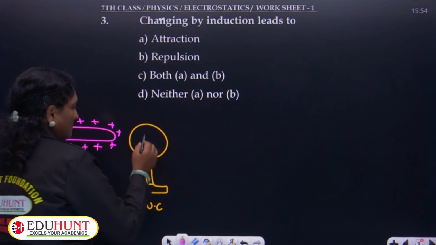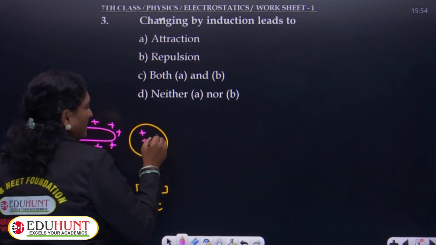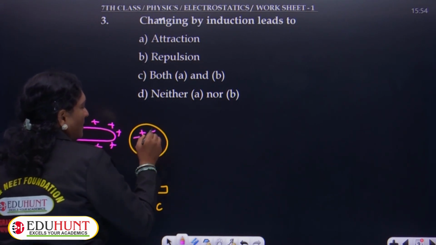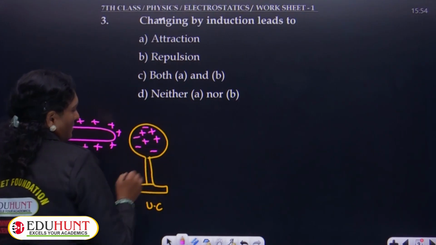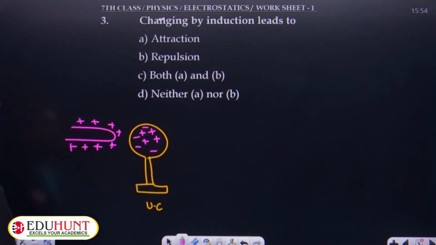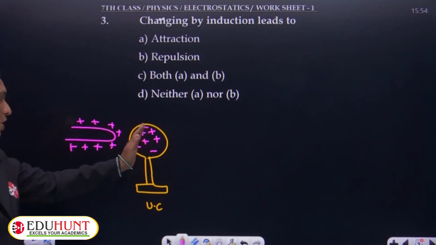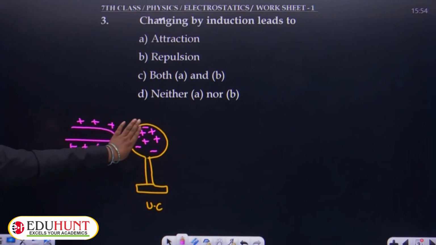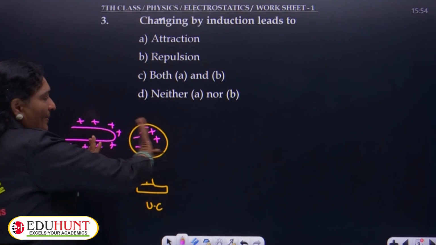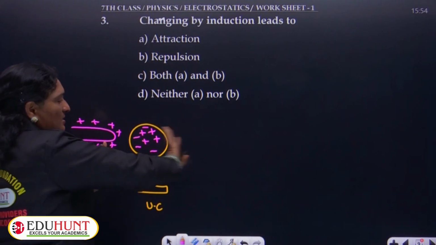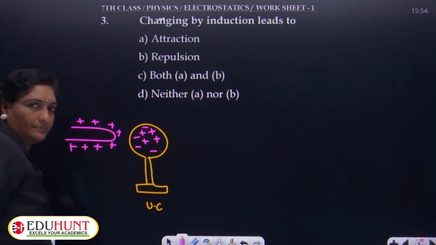In an uncharged body, we observe that an equal number of positive as well as negative charges are present. Due to the method of induction, due to attraction, all the negative charges will shift towards the charged body, and due to repulsion, all the positive charges will shift away from it.